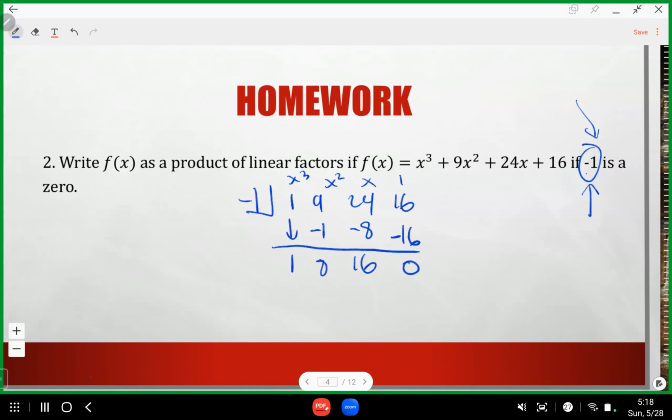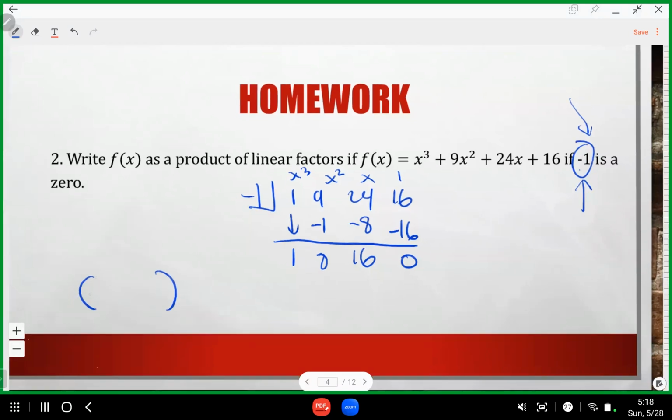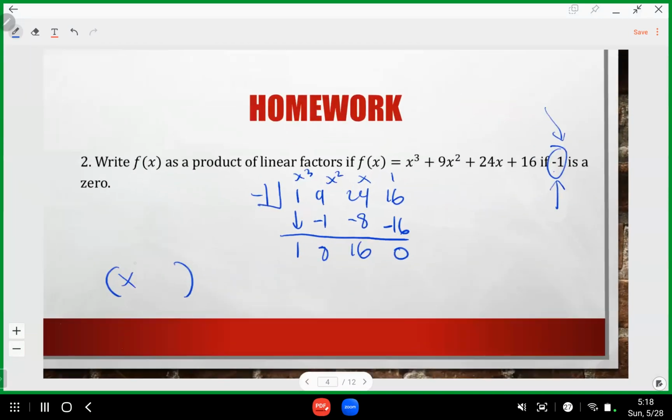So what is the factor of, if you write the root of -1 as a linear factor, what is it? It's x plus or minus something, right? It's x minus -1, so it's x + 1. And we know what is remaining, right? Edward, what is remaining? Nothing. Right, the remainder is nothing, but what about this? What is this? Oh, x squared plus 16.